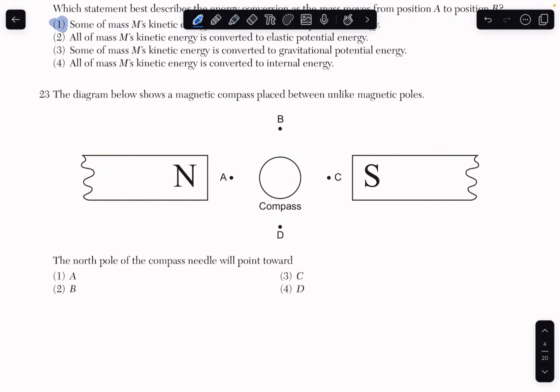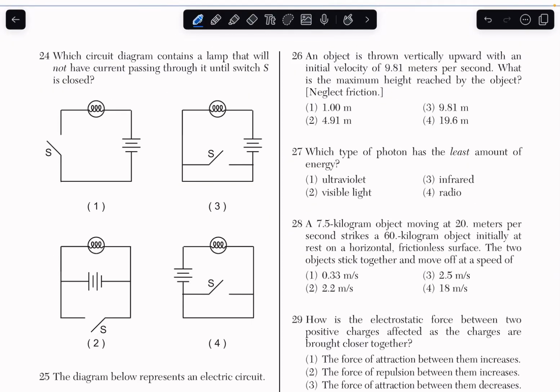23. The diagram below shows a magnetic compass placed between unlike magnetic poles. The north pole of the compass needle will point towards C. So the reason it's C is because the north pole of the compass is going to point towards the south pole. So it's going to look like this. That's because opposites attract.